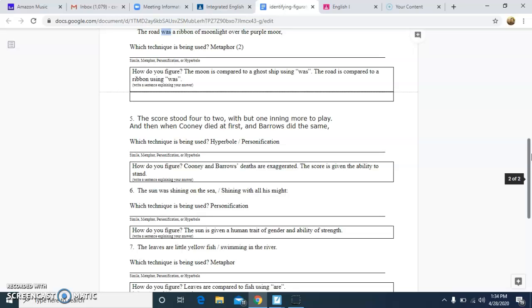The second thing is that it's personification. So the score in line 1 is given the ability to stand, which is a human trait.